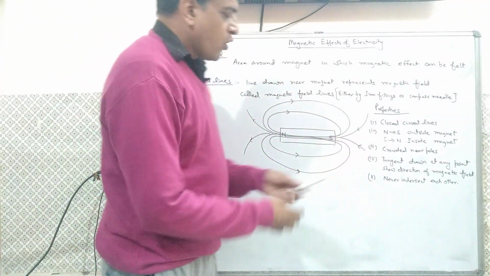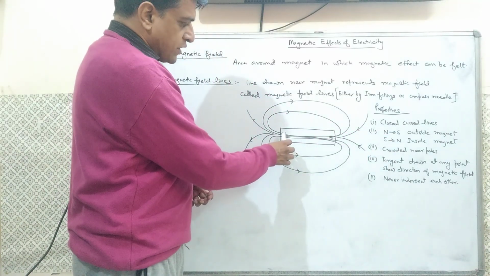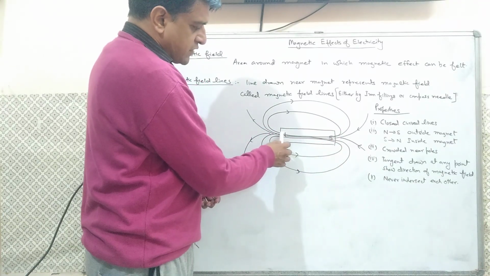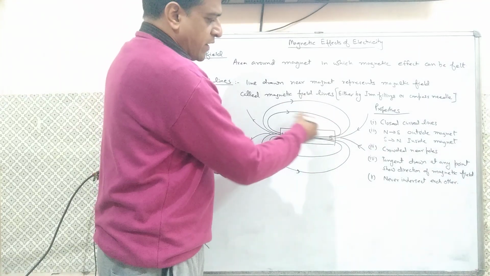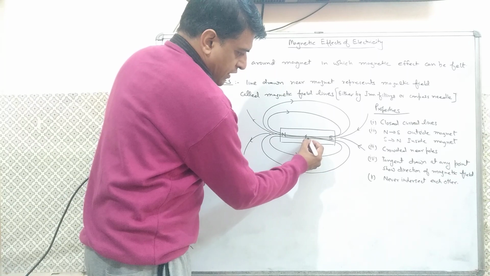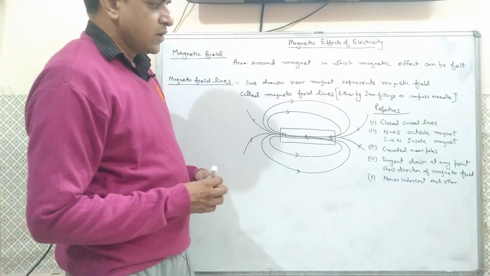Second, they are always moving from north to south outside the magnet. You can see these lines are arising from the north and moving towards the south. Outside the magnet it is north to south, and inside the magnet they are always from south to north.